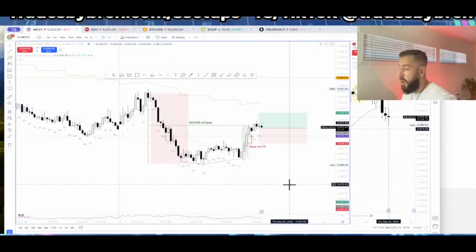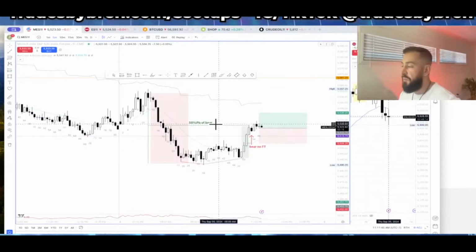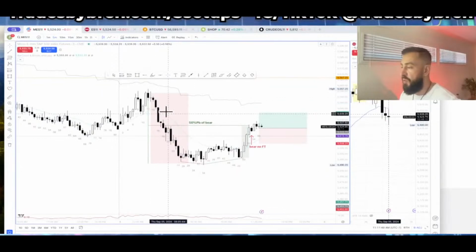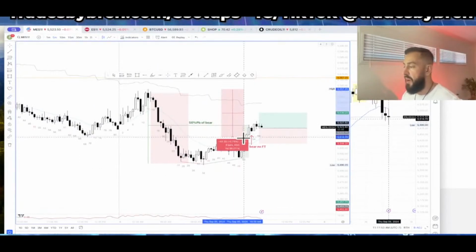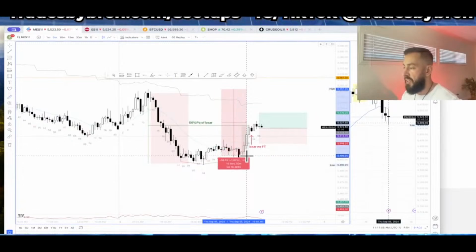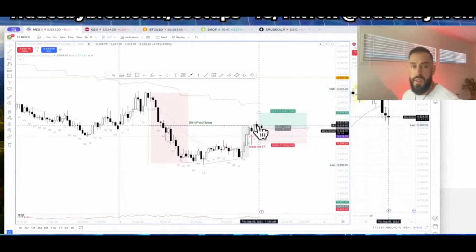Also, another thing to note, which I didn't mention. Do you see how I drew this line here? This is 50% of the bear. So this move down, if you measure from the top of the move to the bottom, that red line on my chart is going to be the midline, which is 50%. Do you see how we're right around there? Which is right here.